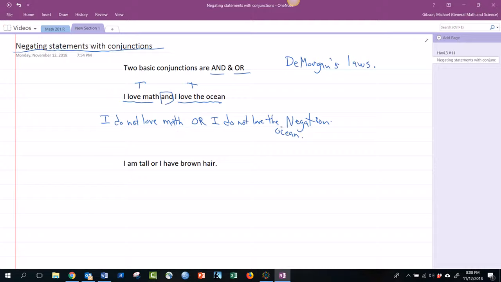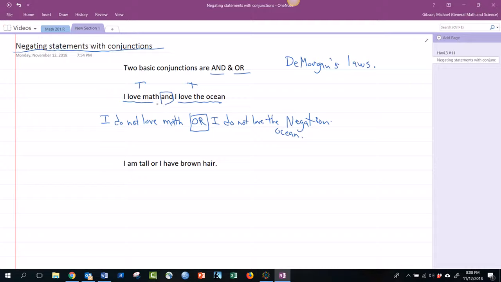Okay, so let's look at this for a moment. De Morgan's law says you have to change the and to an or, and then you have to negate each of the separate statements. So I love math becomes I do not love math. I love the ocean becomes I do not love the ocean.